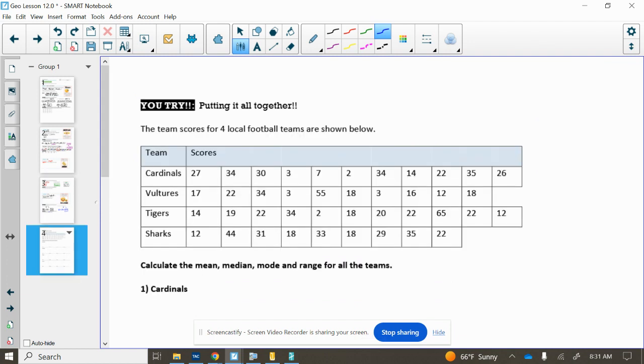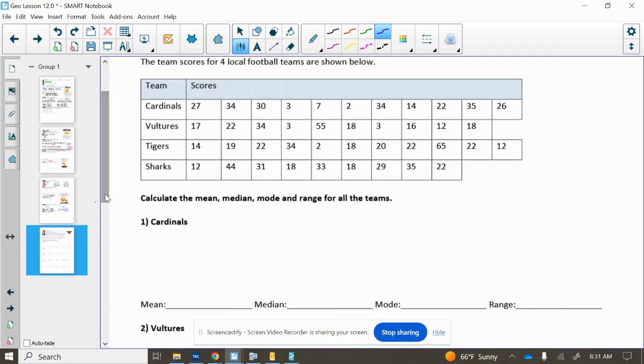Right, last page, we are putting it all together. We want to be able to find the mean, the median, and the mode for all of these sports teams. So we'll start off, we'll do a couple together, looking at the first one, the Cardinals. Okay, for the Cardinals, we're adding up 1, 2, 3, 4, 5, 6, 7, 8, 9, 10, 11 total scores.